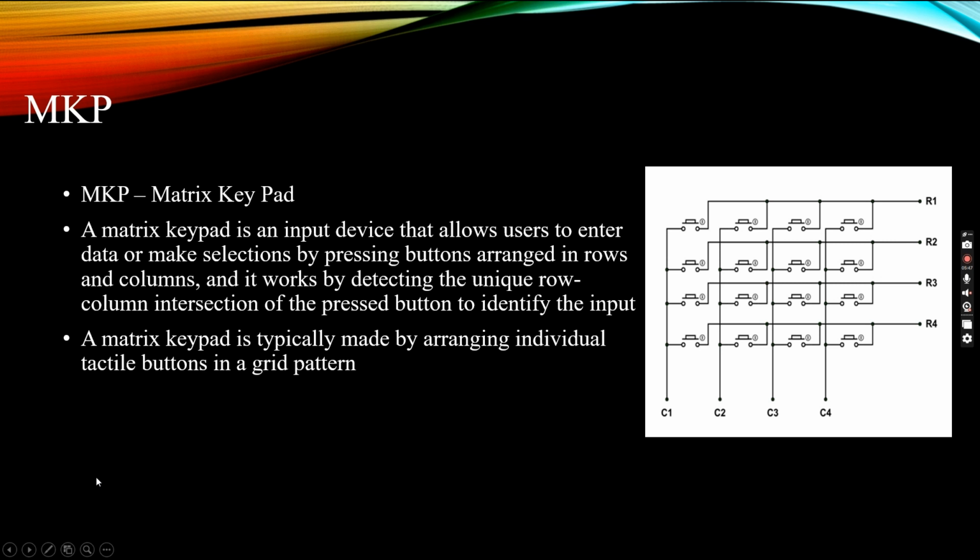MKP, actually, matrix keypad is called MKP, and a matrix keypad is an input device that allows the user to enter data or make selections by pressing buttons arranged in rows and columns. It works by detecting the unique row and column intersection of the pressed button to identify the input. It's called a matrix keypad. A matrix keypad is typically made by arranging individual tactile buttons in a grid pattern.